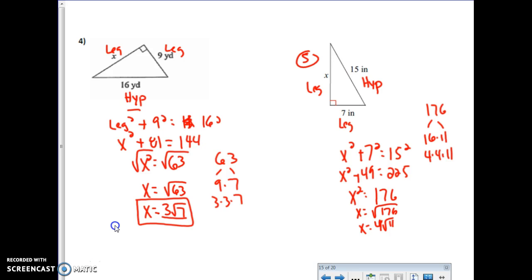For the next one, I did x squared plus 7 squared, because those are both the legs, equals 15 squared. x squared plus 49 equals 225. I subtract 49 from both sides. So I got x squared to be 176. And when I simplify square root of 176, I get 4 radical 11.